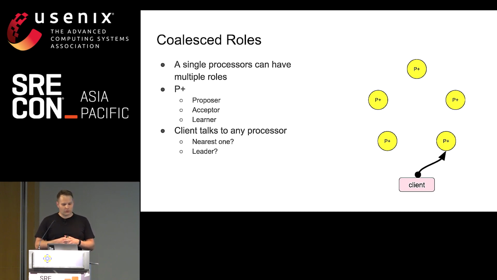And clients can talk to any processor to make progress, but it would make sense to maybe talk to the nearest one. Whatever near means, it could be in the same data center, or it could be miles or continents away, but with a faster connection. So over the network, it looks nearer. We could also elect a leader and make all clients talk to the leader so that we can make faster progress. We will see later why leaders make faster progress than other proposers.